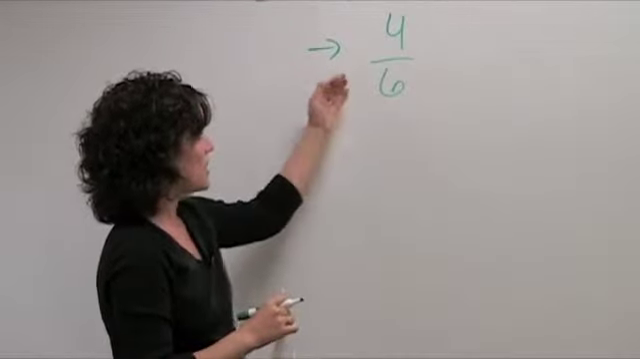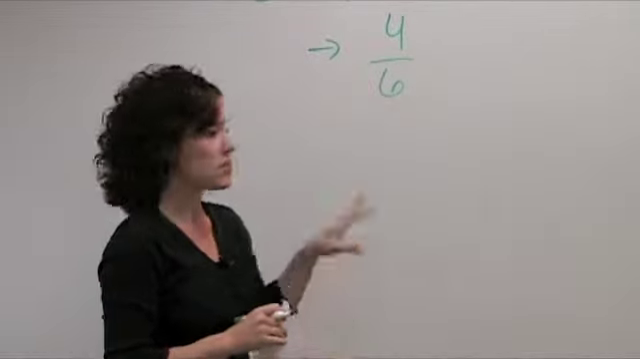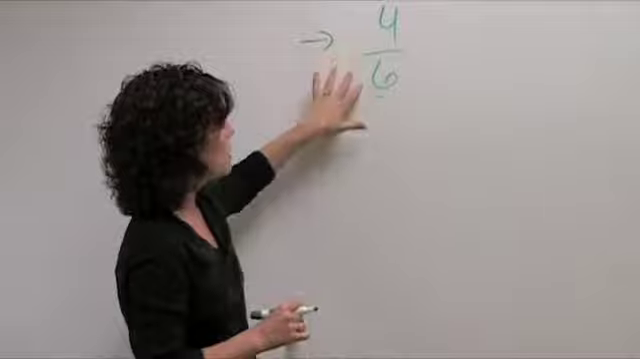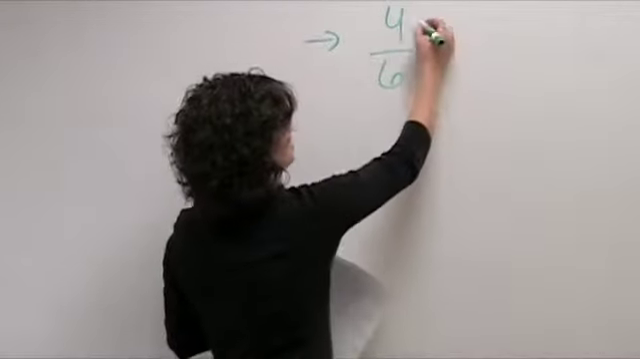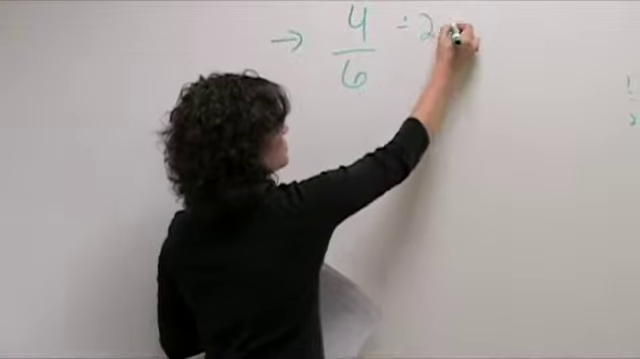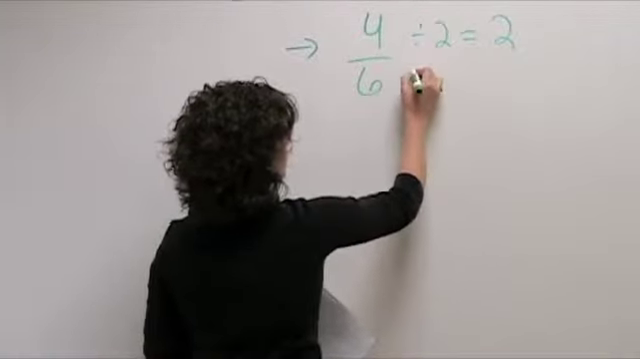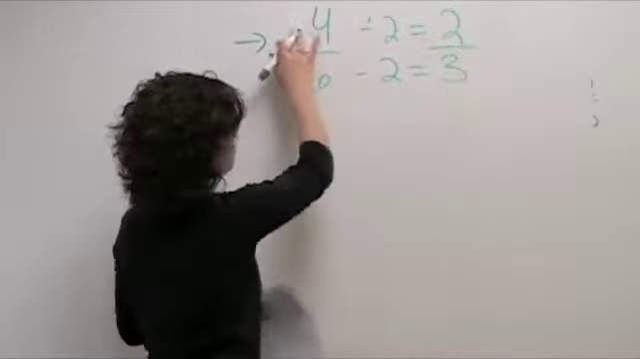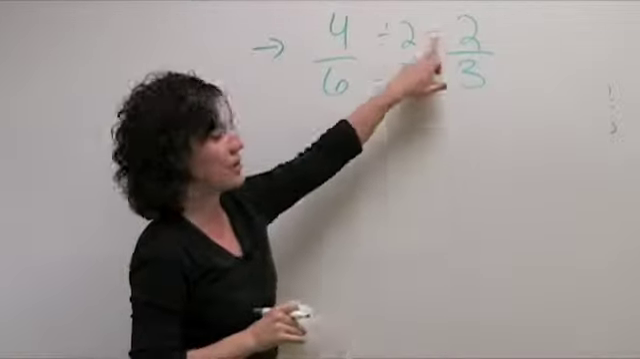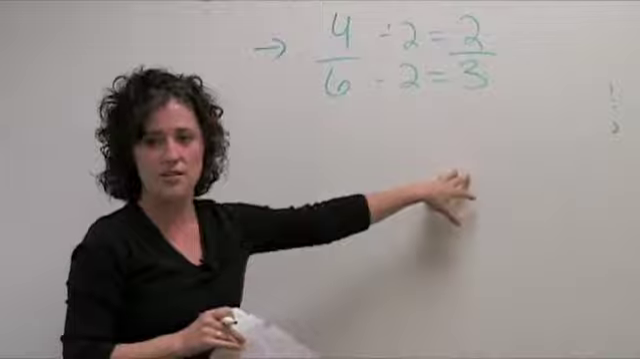In order to do that, we need to bring it down into smaller numbers. So in order to do that, we find what number can go in both the top and the bottom, and in this case it's 2. So if I divide 4 by 2, I get 2. If I divide 6 by 2, I get 3. So 4/6 is the same thing as 2/3. I've just reduced it down to 2/3.